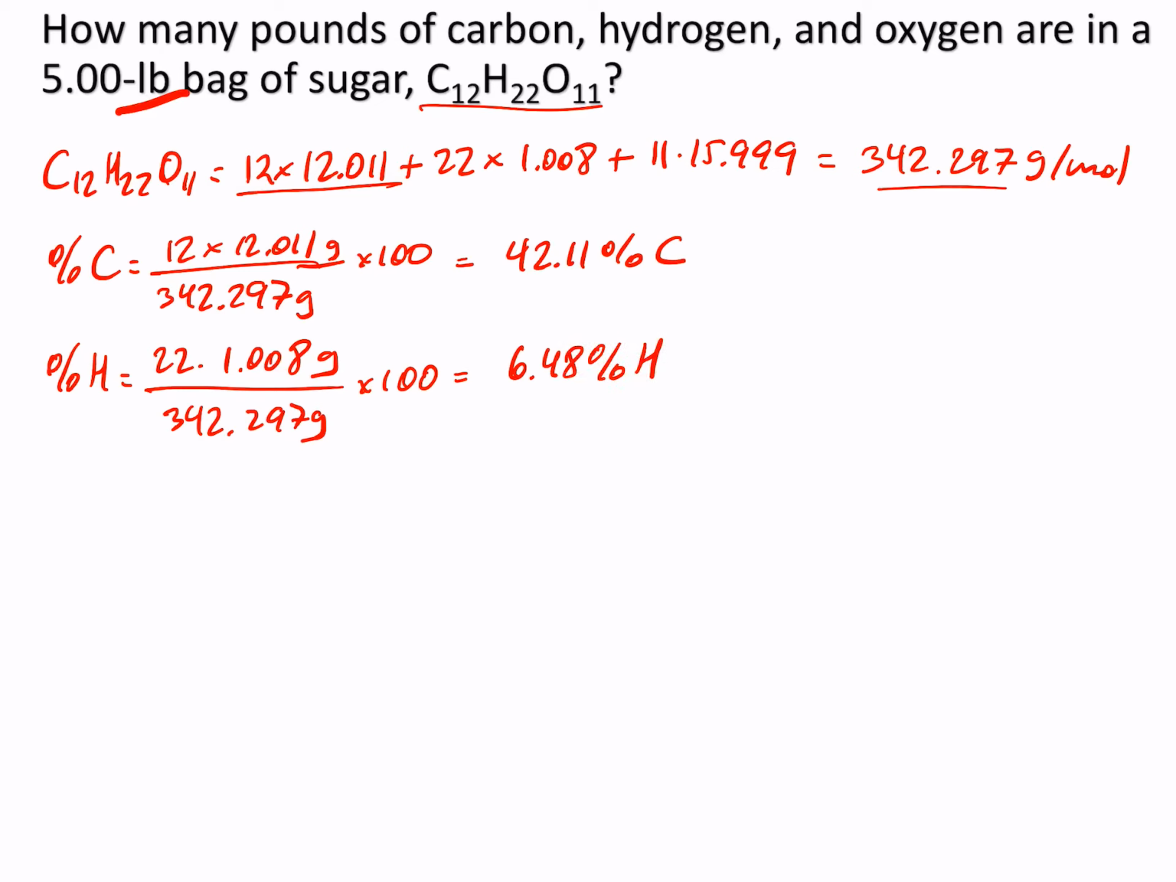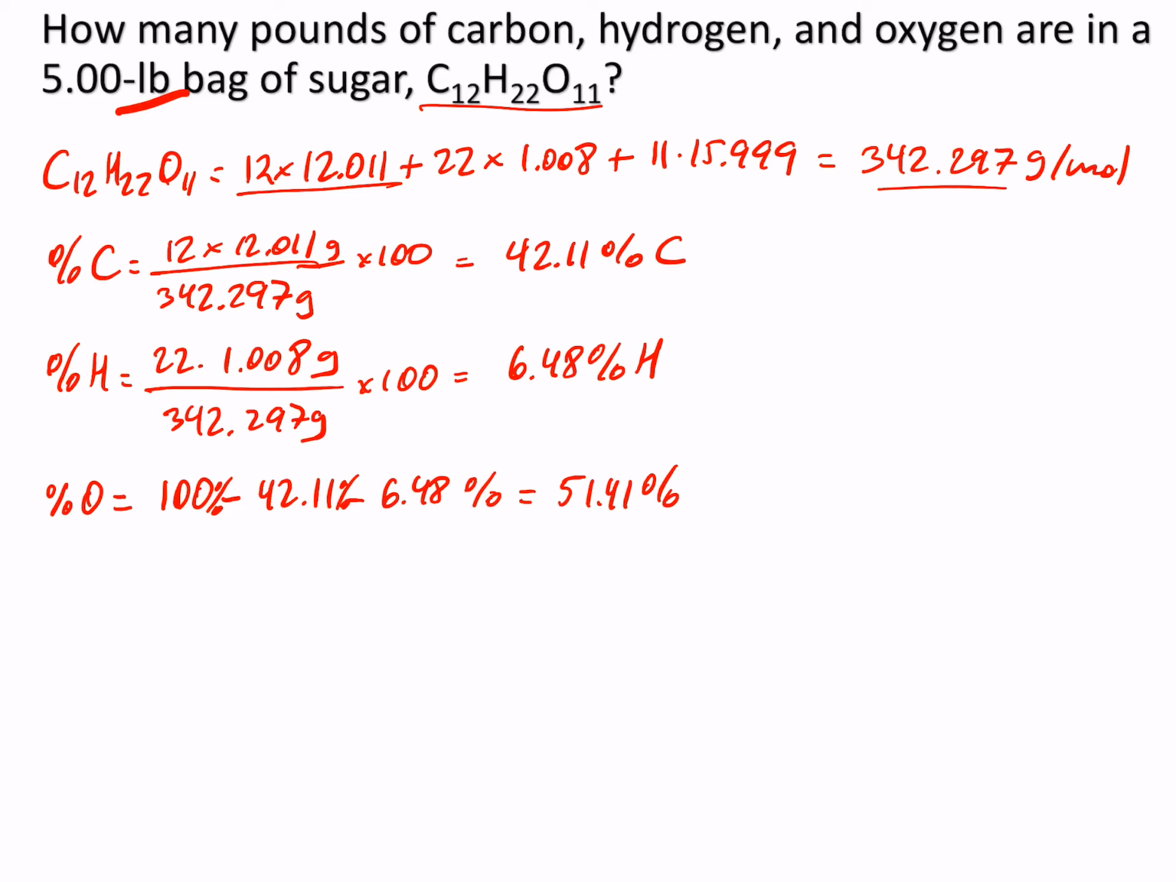At this point we have the option, if we are doing oxygen, we can simply say percent oxygen is going to be 100 minus 42.11% from carbon minus 6.48% hydrogen, and that is going to be equal to 51.41%. Okay, so now this is not the question.